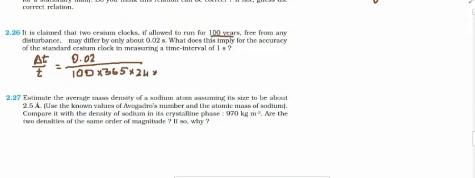So now you can calculate delta t divided by t. Delta t is 0.02 seconds and t is 100 years. 100 years you have to convert into seconds: 365 into 24 into 60 into 60. So find the answer.